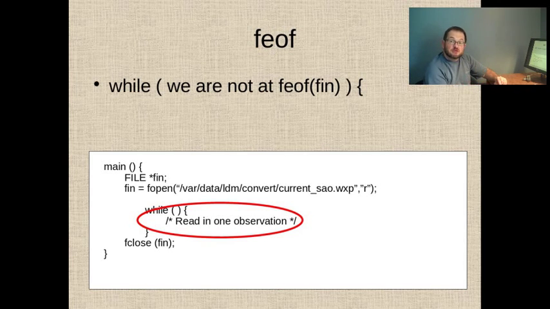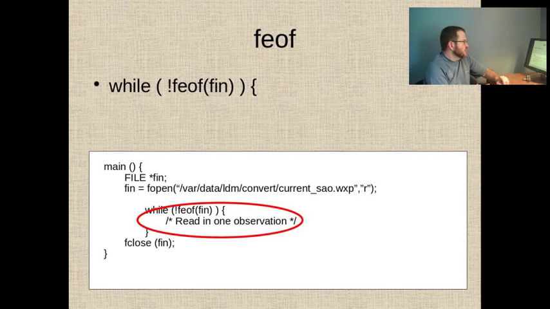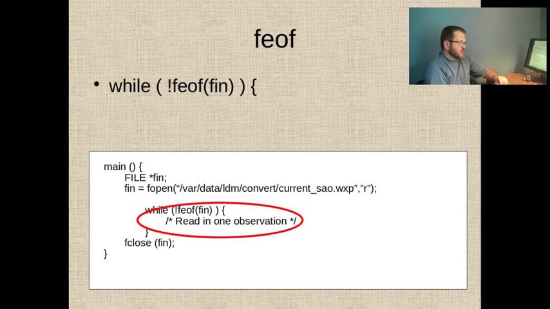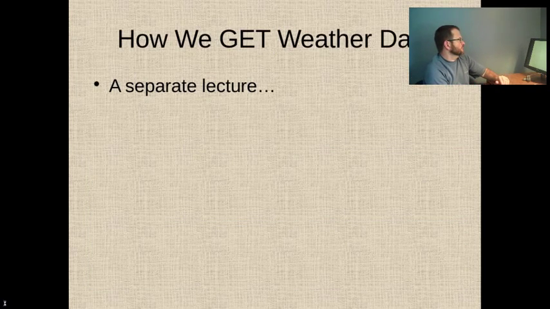feof(fin) is a question. It's going to return either true or false. Are we at the end of the file? Well, I told you a little while ago that exclamation point means not. So while we are not at the end of the file, read in an observation. Oh, that's so slick. This is an important trick: reading in data when we don't know in advance how many lines there are. Just put it inside a while loop. While loops are great when you don't know in advance, you're just testing. While we're not at the end of the file, read in one more line.